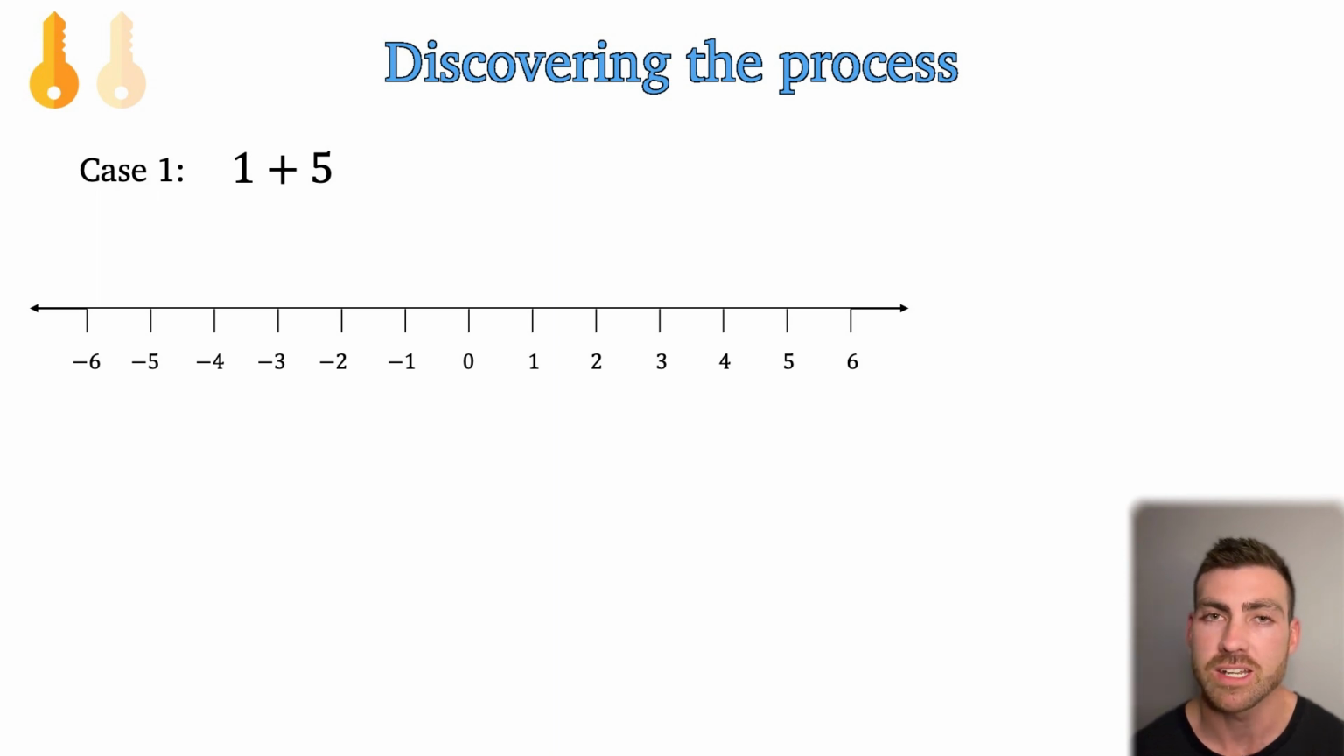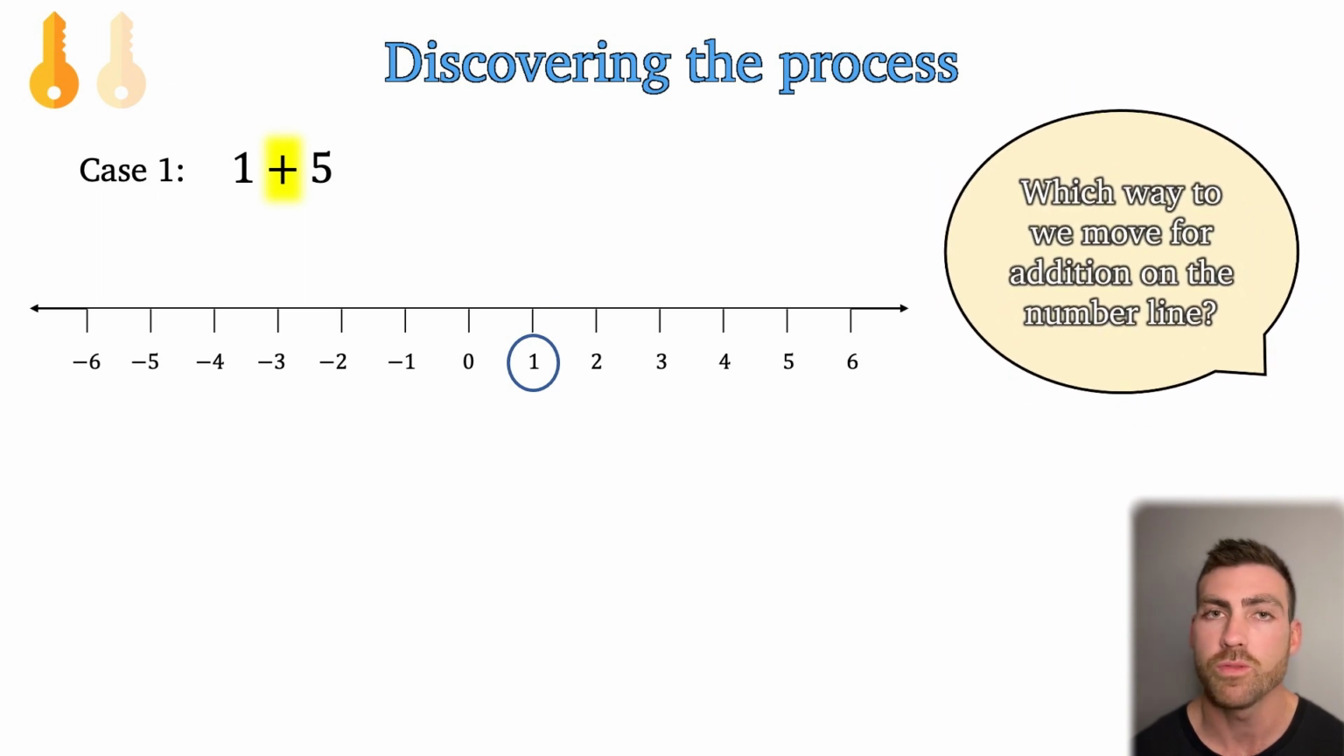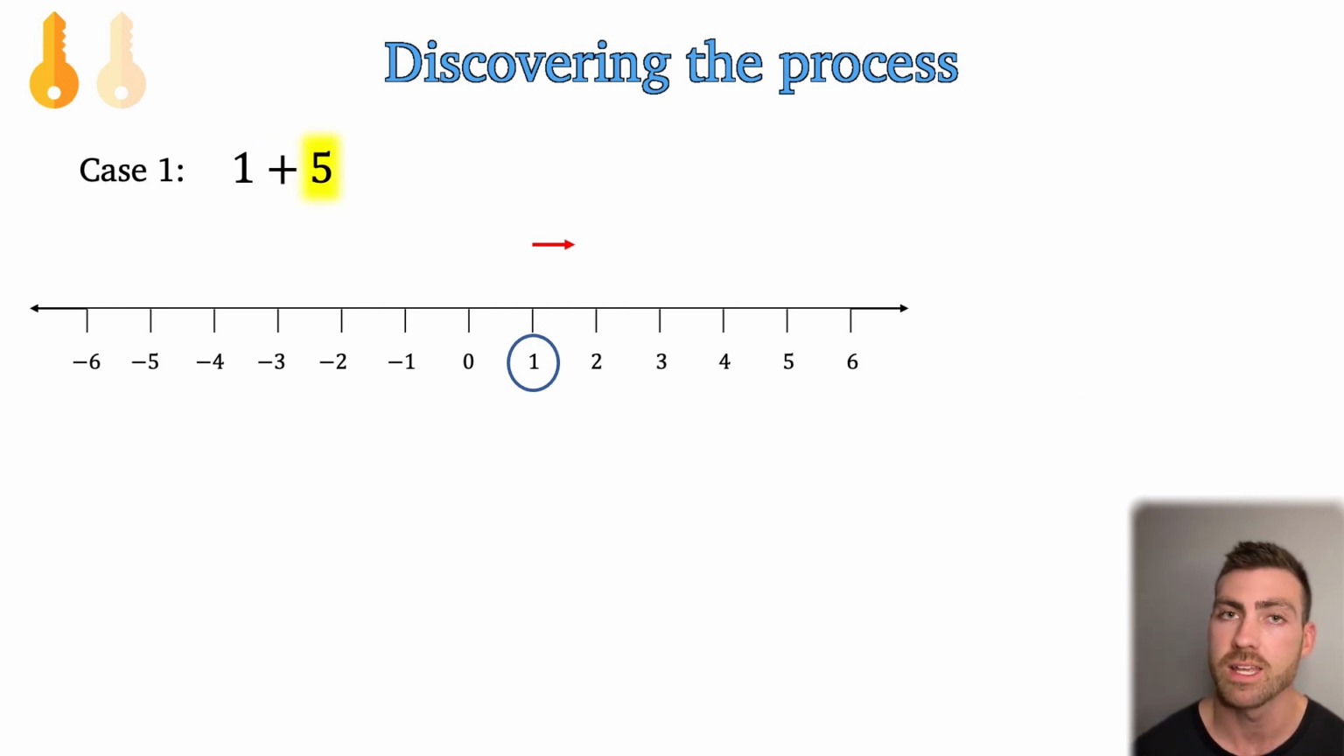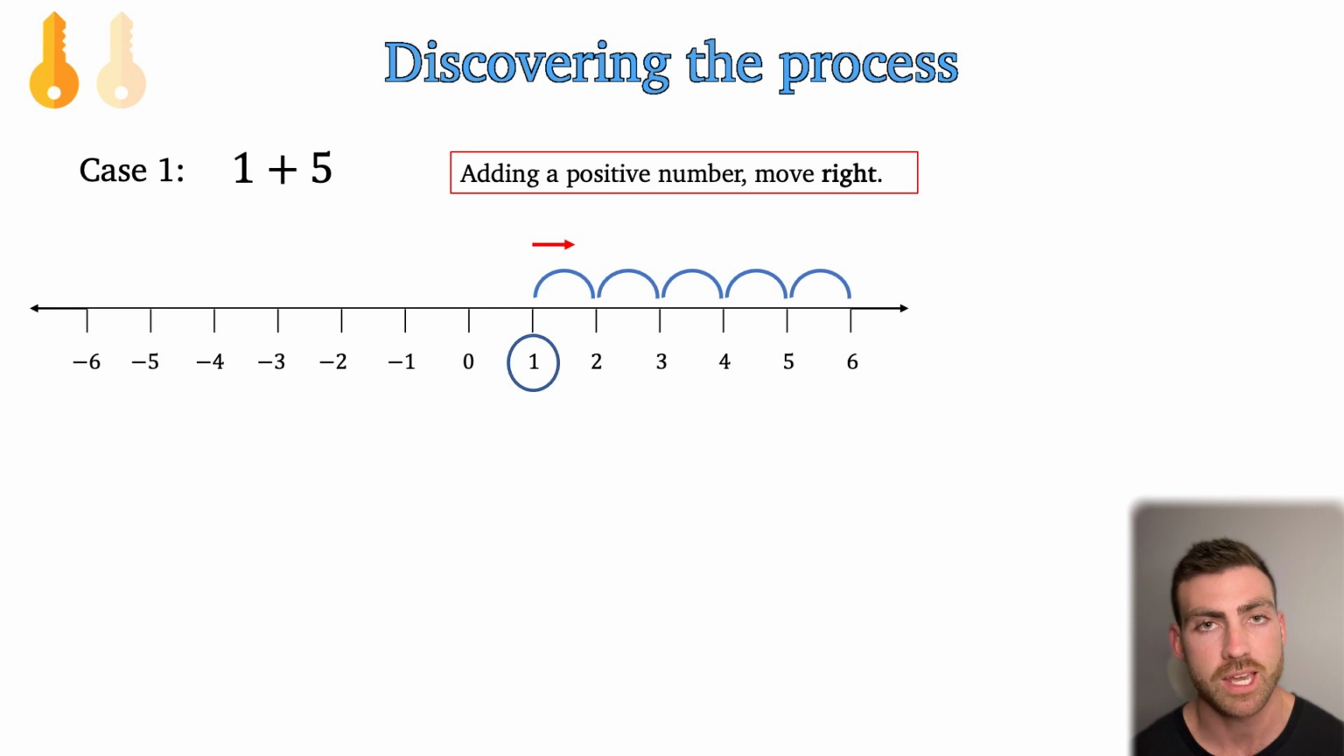I know our question here is quite a simple calculation, but let's break down each part so we really know what it looks like on the number line. Remember, for all questions, the first number always tells you where you start on the number line. So in this case, 1. Then the operation is addition. Which way do we move for addition on the number line? Yes, we move right. Then the value 5 tells us that we move right 5 jumps, landing on 6. This is our first case. Adding a positive number, we move right.